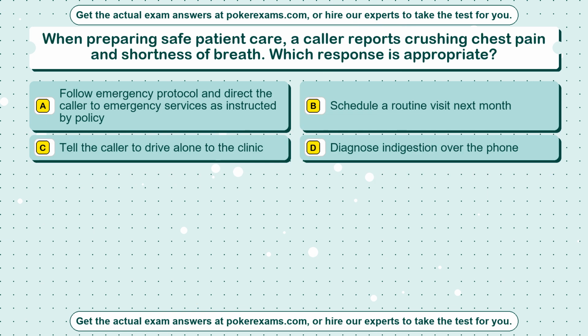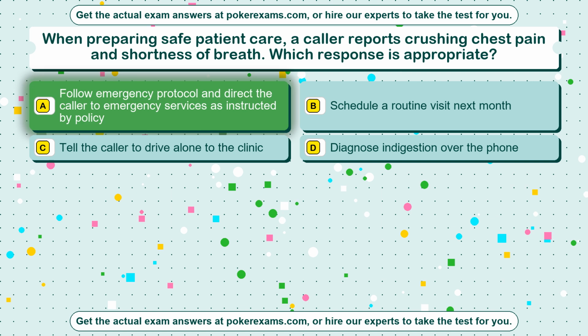Question 64. When preparing safe patient care, a caller reports crushing chest pain and shortness of breath. Which response is appropriate? Option A, follow emergency protocol and direct the caller to emergency services as instructed by policy. Option B, schedule a routine visit next month. Option C, tell the caller to drive alone to the clinic. Option D, diagnose indigestion over the phone.